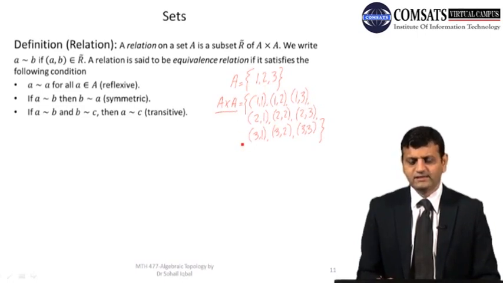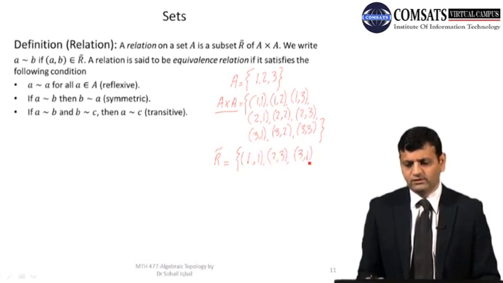So now take any subset of A cross A. For example, if I take R tilde to be {(1,1), (2,3), (3,1)}. As we can see, R tilde is a subset of A cross A because it has three elements, (1,1), (2,3), and (3,1), and these three elements are also elements of A cross A. So R tilde is a subset of A cross A. So this R tilde, by this definition of relation, is basically a relation on A.